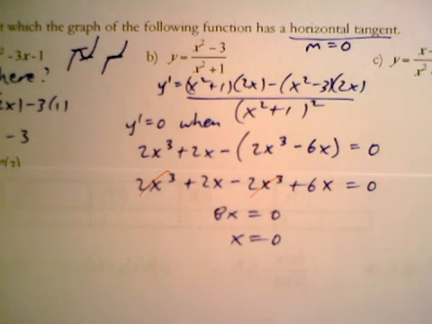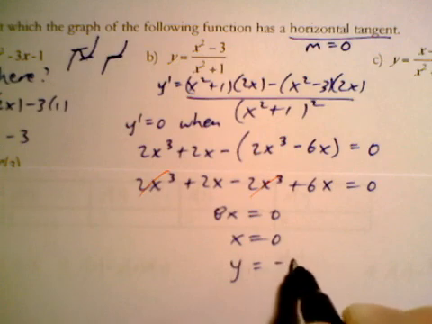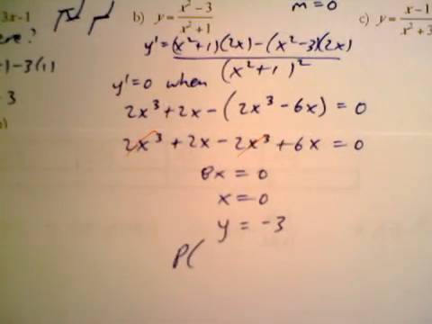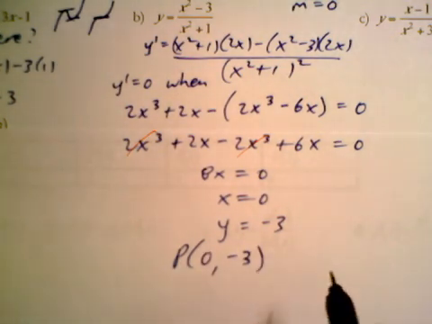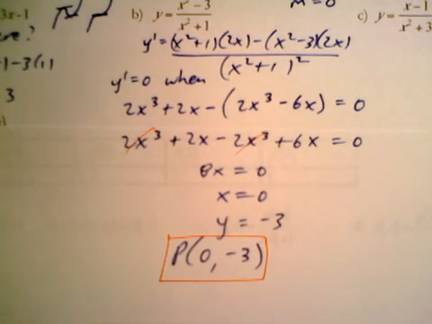Interesting. Okay, so when x is equal to 0, we can easily solve this. Then y is equal to -3. So the point at which the tangent line is horizontal would be at (0, -3). Okay, and so that is your answer. I don't know if I can squeeze one more in there. Maybe I'll leave it like that, and then I'll make a new video for the rest of it.